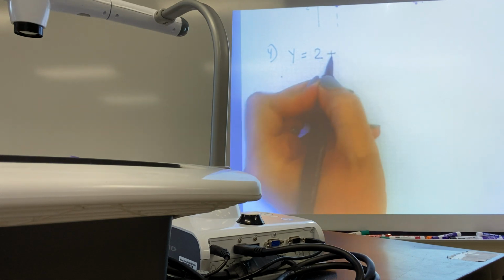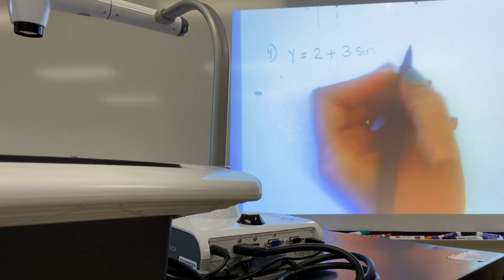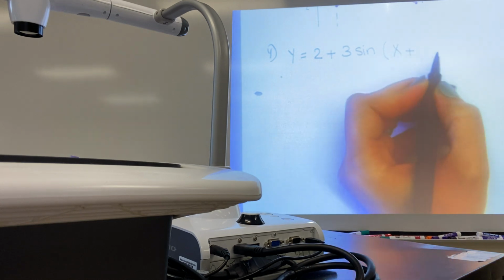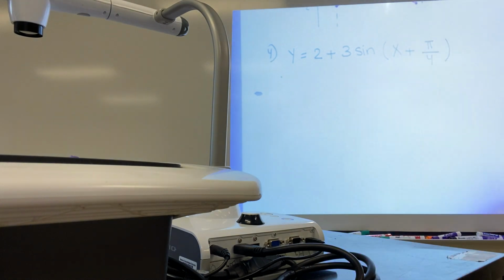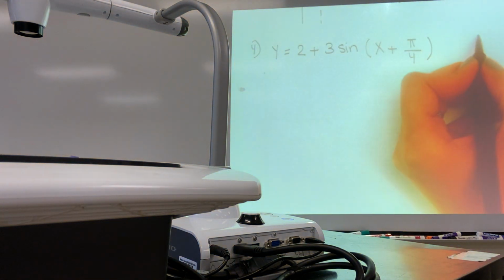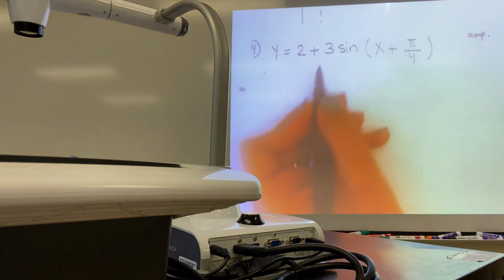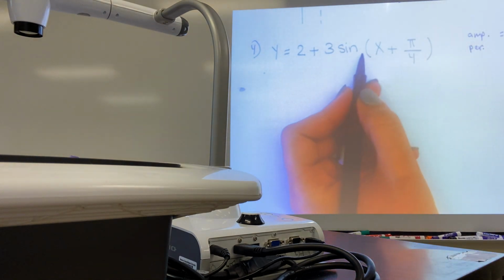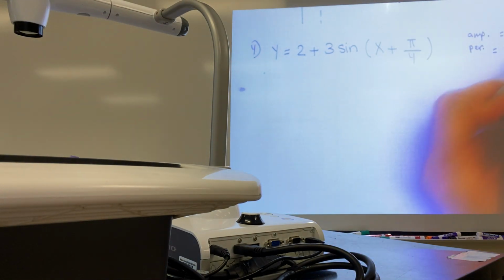So example 4 is y equals 2 plus 3 sine of x plus pi over 4. You know the amplitude will be 3. Period is 2 pi over b, and we don't have any number here, so that's a 1. B is 1, so it's 2 pi. Step is 2 pi over 4, that's pi over 2.